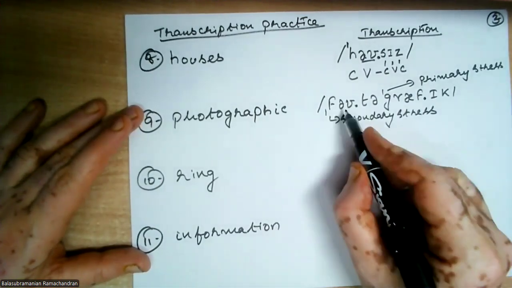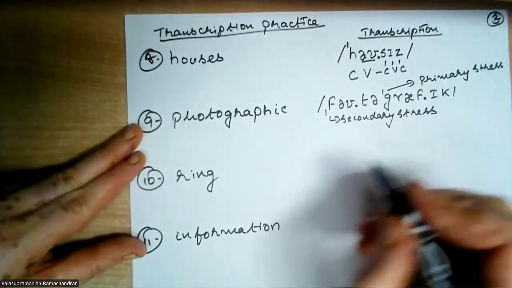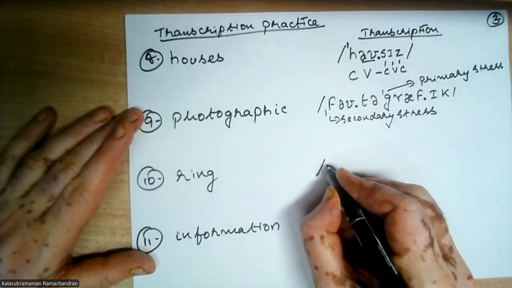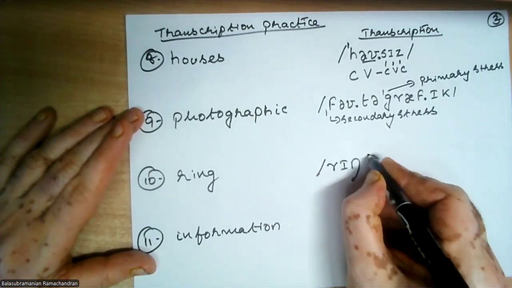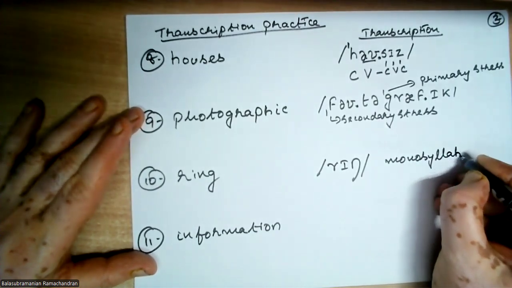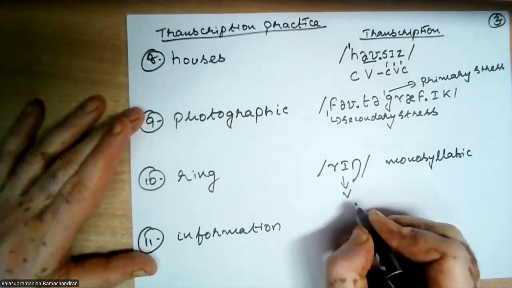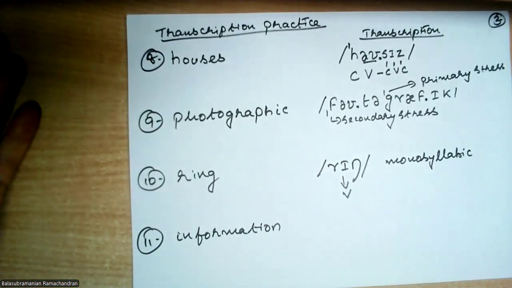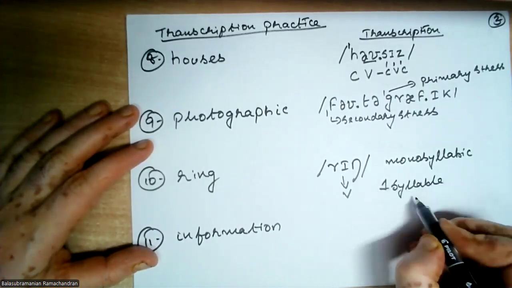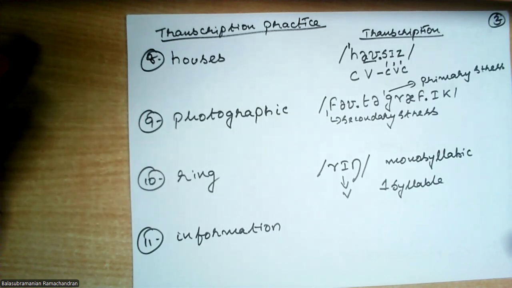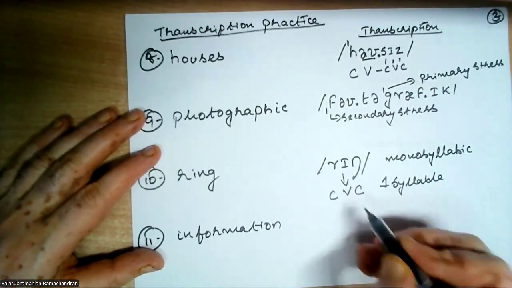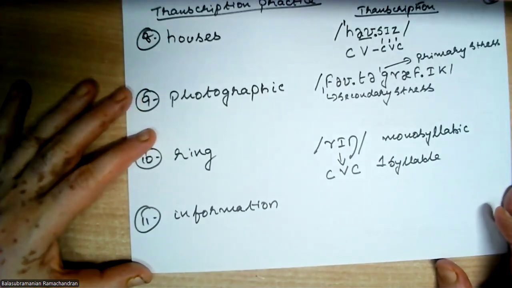So this had 1, 2, 3, 4 syllables. So let's look at a monosyllabic word. Ring, very simple, ring. This is a monosyllabic word. Why do we call it monosyllabic? Because there is only one vowel sound. So there is only one syllable. So a word which has one syllable is called a monosyllabic word. And what is the syllable structure for this? C, V, C. It's as simple as that.